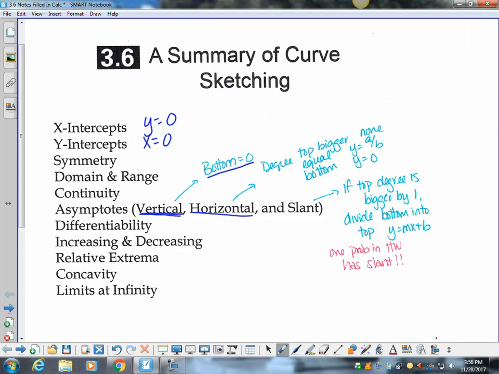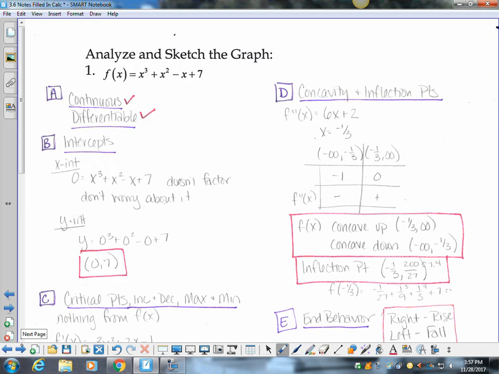pieces of information we're going to do for every single problem. Now the notes you have are completely filled in, so that's how I'm going to teach it. We're just going to walk through the information, but I wanted you to have the words that went behind the notes, so you can kind of follow along. Okay, so here we go. Number 1 says analyze and sketch the graph, and that's it. Those are the only directions we have. So you have to know that you need all these pieces of information.